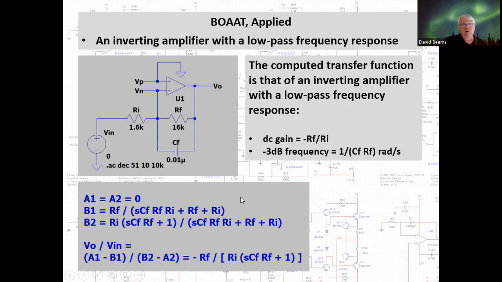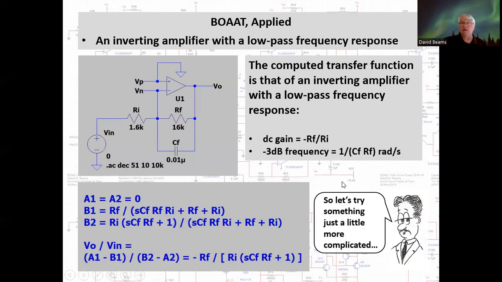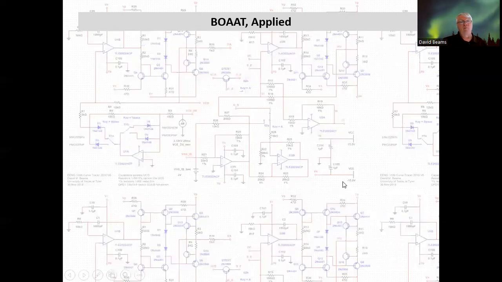This computed transfer function is that of a low-pass frequency response inverting amplifier. It has a DC gain of minus RF over RI, which we determined by setting S equals 0. And it also has a minus 3 dB frequency or break frequency of 1 over C sub F R sub F radians per second. This is an expected and known result. So let's try something a little more complicated.